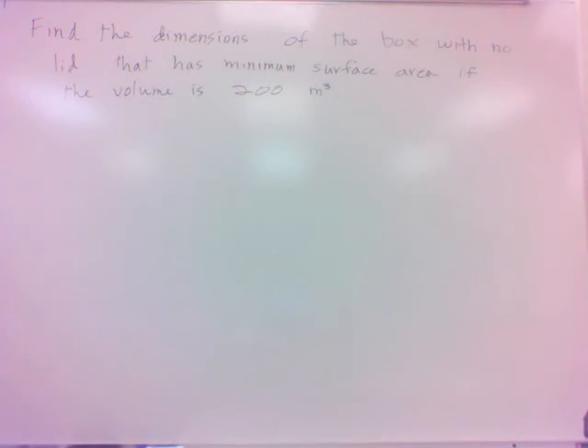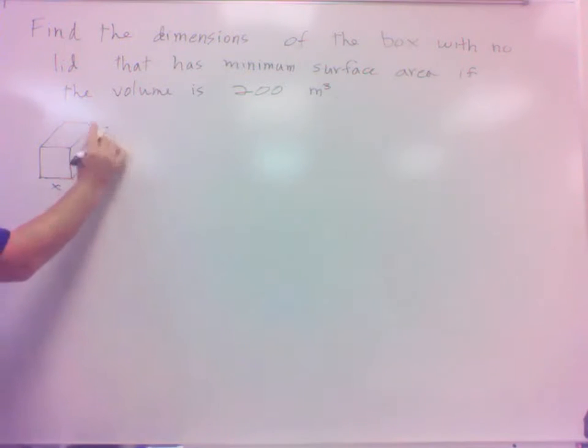So let's work on this problem. Find the dimensions of the box with no lid that has minimum surface area if the volume is 200 cubic meters. Okay, so let me draw our box here and label some dimensions. We'll go with the length here as x, the width as y, and our height as z.